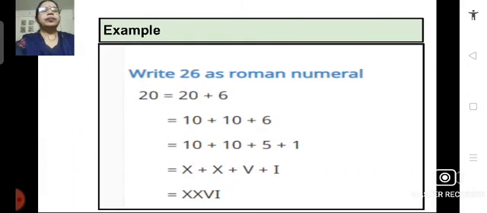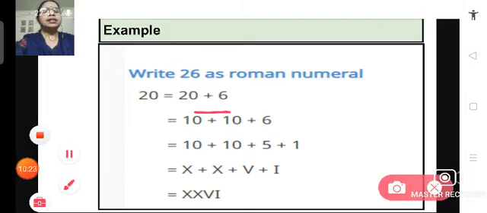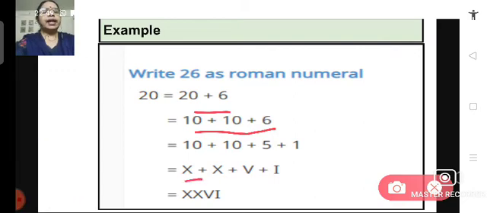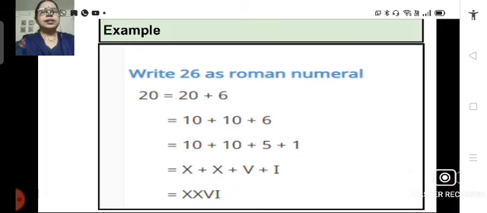Next example, write 26 as a Roman numeral. 26 means 20 plus 6, that means 10 plus 10 plus 6. So we write it as X plus X plus VI. So it is XXVI. Since VI comes to the right of the greater value symbol, that means X, they get added. So 2 times X is 20 and VI is 6. So it is 26.